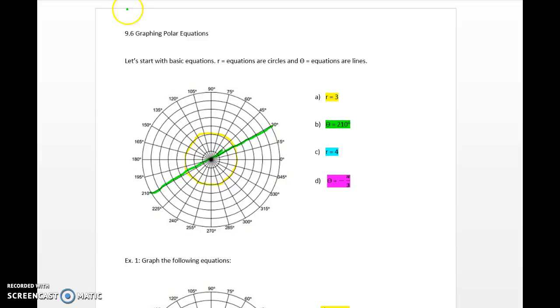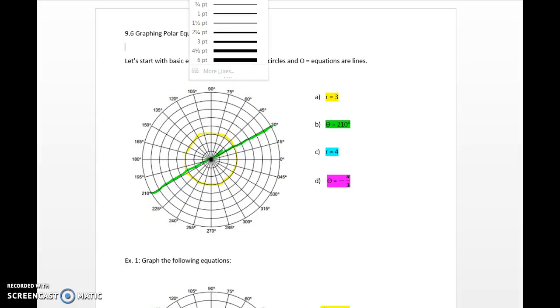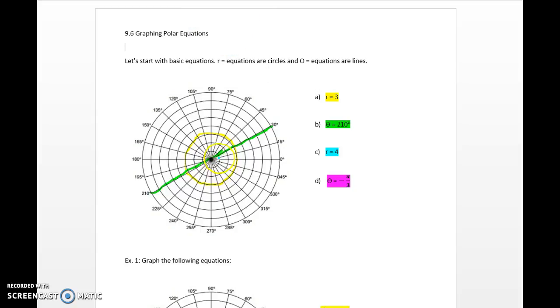We can do C and D. C is r equals 4. R equals is again a circle. So we would count 1, 2, 3, 4. I'm going to go all the way around. And if you haven't figured it out yet, I'm color coordinating the highlighted color with the graph. So the yellow was A, the green is B, blue is C, and the pink is going to be D.